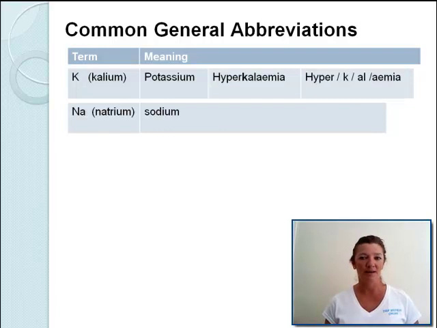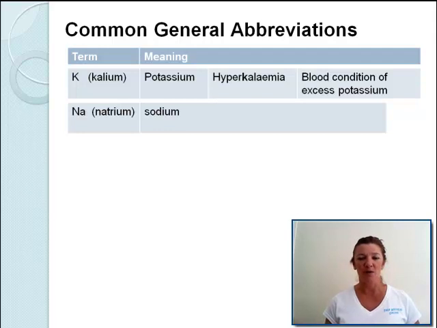We're going to break this down. Hyper, break, K, break, AL, break, emia. Now, one of our suffixes earlier was emia. It meant a blood condition. AL could mean relating to. K is our potassium, and hyper is excess or too much. So, putting this all together, we have a blood condition relating to excess potassium.